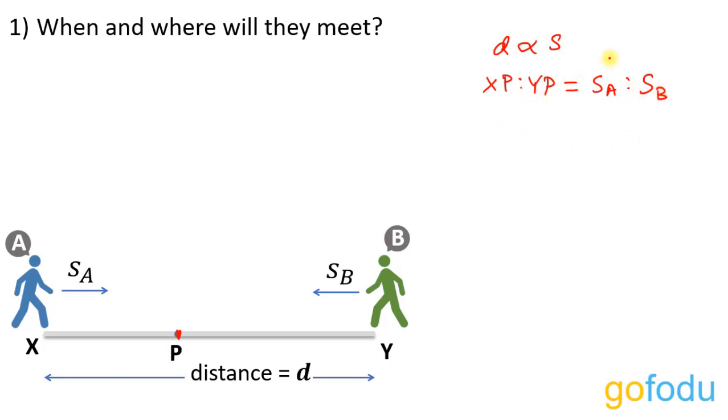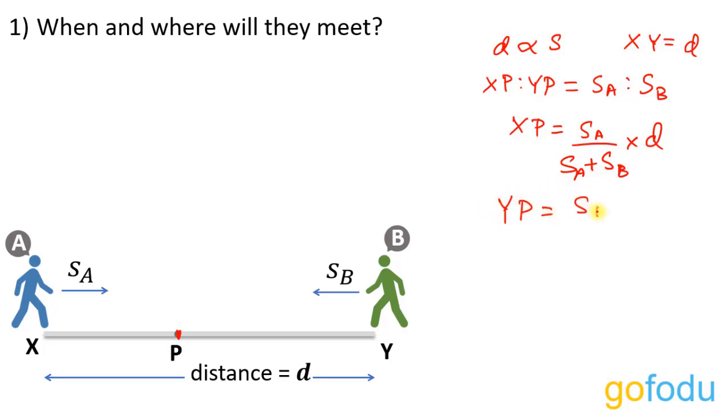And we know that the total distance XY is equal to D. So we can divide distance D in this ratio to get XP and YP. XP will come out to be SA upon SA plus SB into D, and YP will come out to be SB upon SA plus SB into D. So that's where they will meet. Distance XP is this, distance YP is this. They will meet at point P.